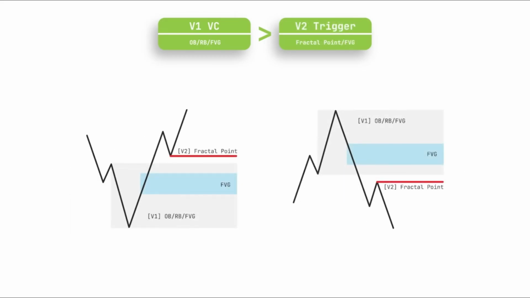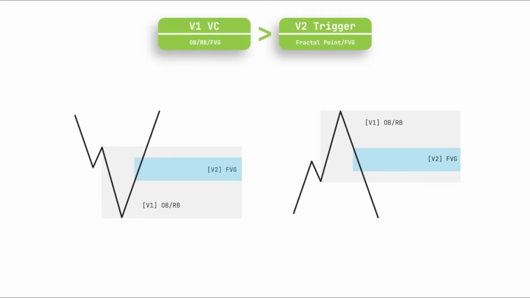Logical element number 4, V1 volume confirmation greater than V2 trigger. The logic here is the same as in the previous example, except that the second variable, the trigger, can be either a fractal point or a fair value gap. If the fractal point is clear from the previous example, then there are a few interesting details with the fair value gap. A fair value gap can only form at the same time as the first variable. In other words, the trigger must form within the volume confirmation.